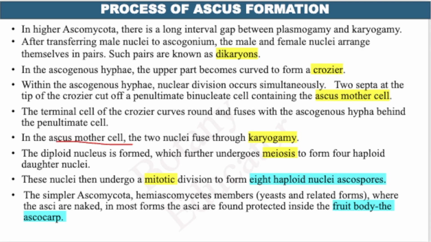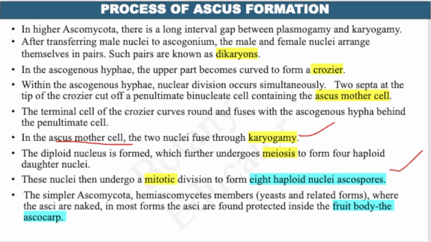This is the ascus structure where the nuclei pair up, and after the pairing, karyogamy takes place, right? After the karyogamy, meiosis takes place, and after the meiosis, four haploid nuclei are formed. Then after mitosis, eight haploid nuclei are formed, right? These nuclei form ascospores, right?